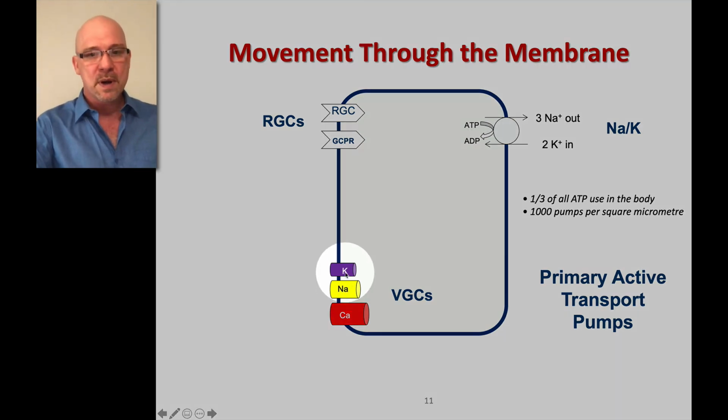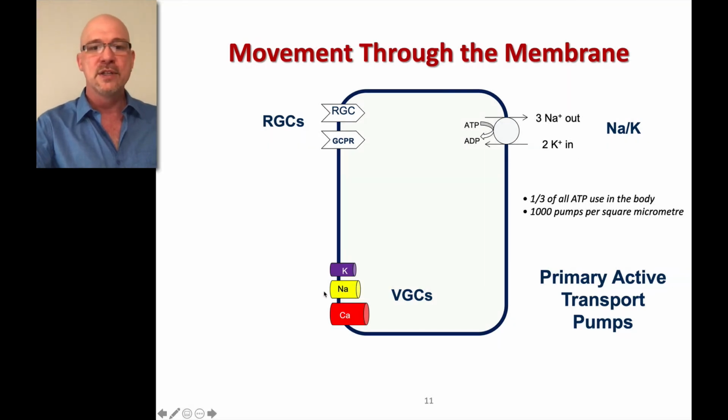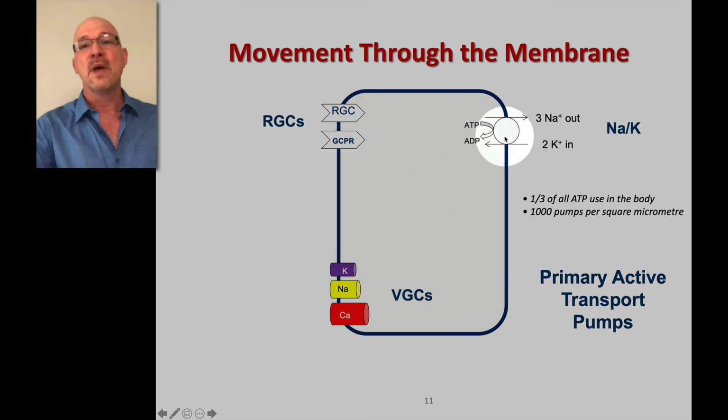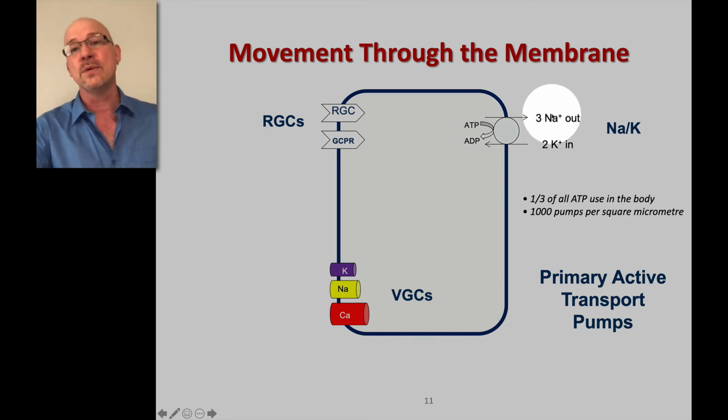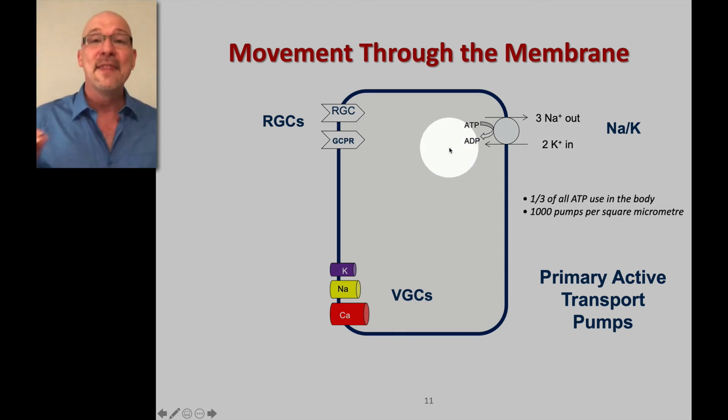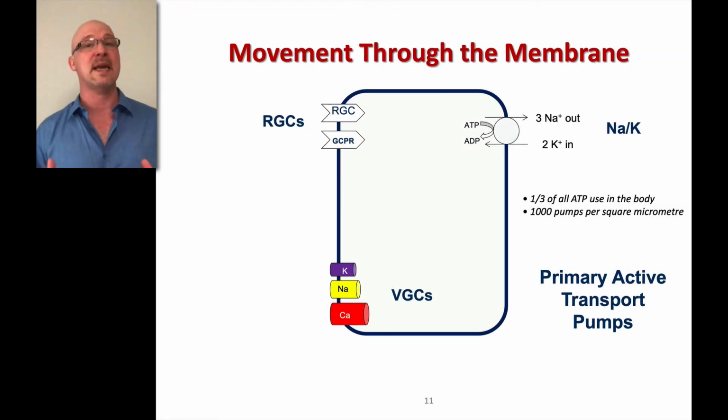And when we open our voltage-gated channels and potassium goes out, so we've got potassium out here, and sodium goes in, so we've got sodium in here, this is how we reset them. This revolving door turns once. And every time it turns once, 3 of the sodiums that went into the cell are kicked out, and 2 of the potassiums that went out of the cell are kicked back in. That takes energy. That's how we reset our cells.